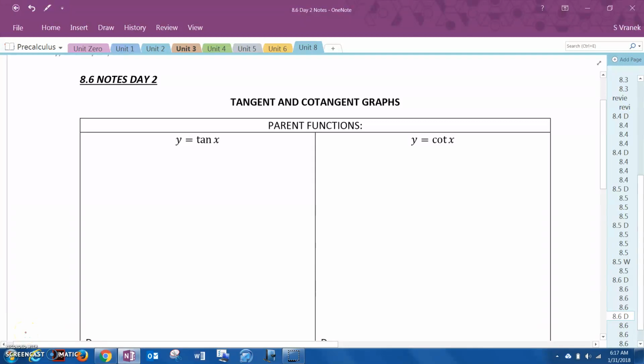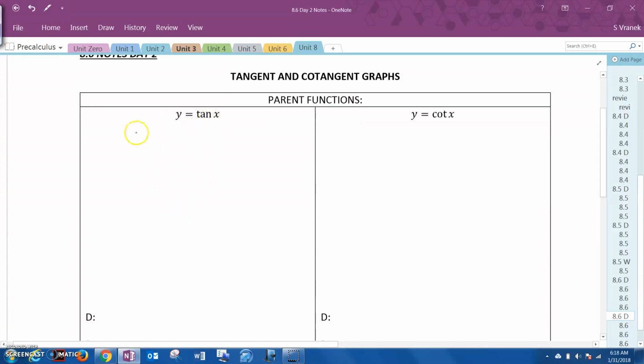Alright class, this is the last thing we're doing for this unit. It's graphing tangent and cotangent graphs. So let's look at what the parent functions are. Okay, so for tangent, I'm going to just graph it first before we say anything.